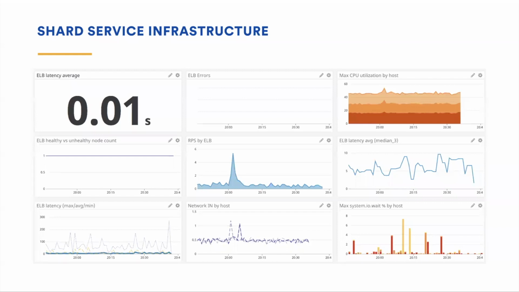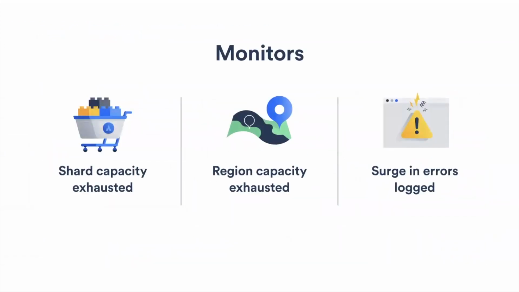We also revisited our monitors to realize we don't care about CPU because shard service was not a CPU intense application. And so CPU was not necessarily indicative of performance degradation. But we did care about things such as shard or region capacity being exhausted or seeing a surge in errors being logged by our application.